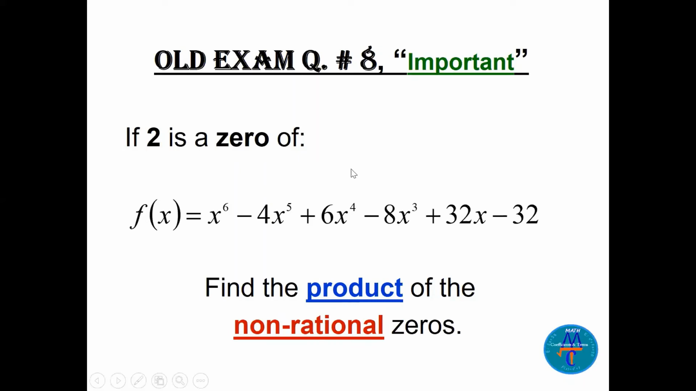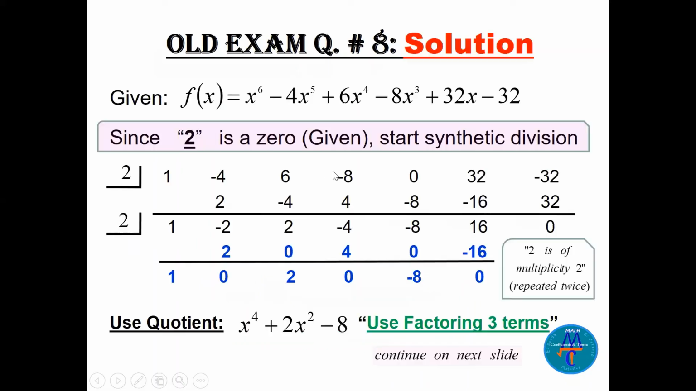So 2 is a 0, so we can try synthetic division by 2. Remember, 2 is a real number, so we cannot say -2 is a 0. That's a big mistake. Maybe -2 is another 0, but it is not for sure. Yes, let's go. Make sure I put all the coefficients here. 1, -4, 6, -8. See, there's a missing term here: there's a missing x squared, so I put 0, then 32, -32.